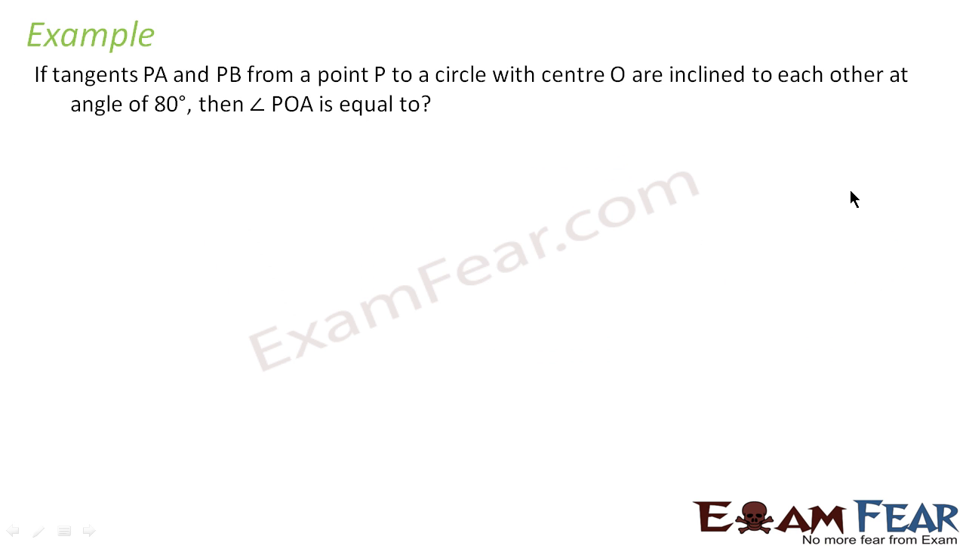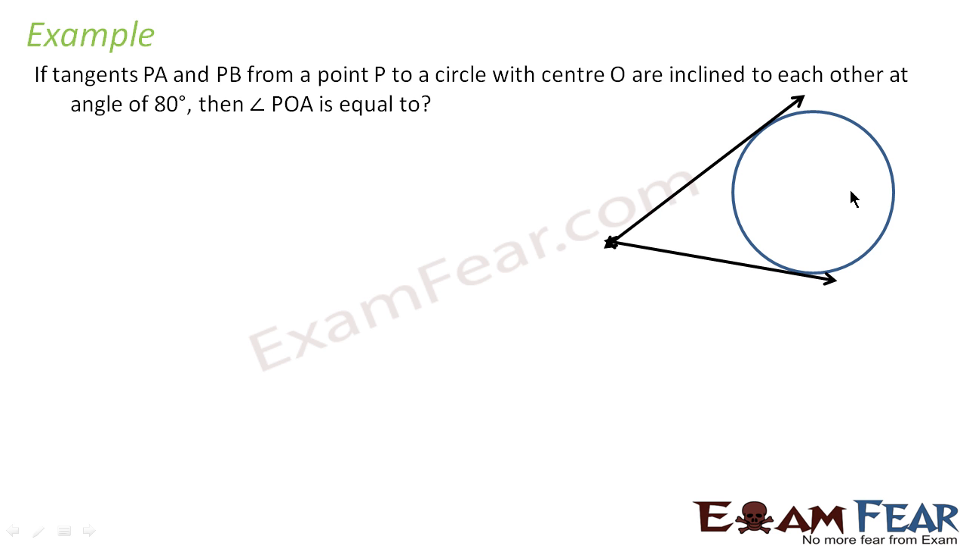If the tangents PA and PB from point P to a circle with center O are inclined to each other at 80 degree, we have to find angle POA. So let's draw this. This is my circle and these are two tangents through point P. There are two tangents PA and PB, and it says that this angle is 80 degree.